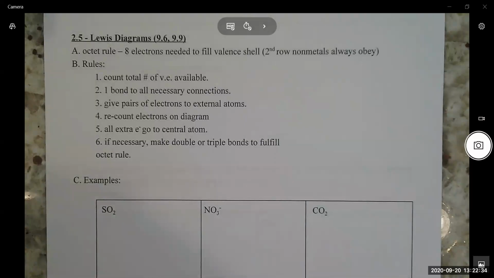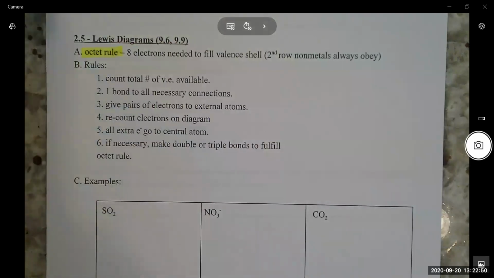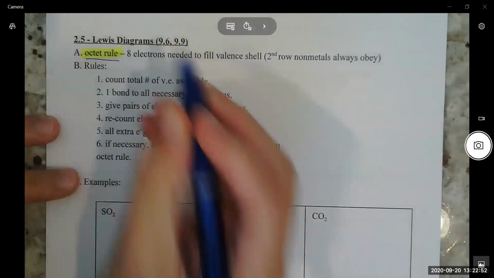Hi guys, today we're going to review drawing Lewis dot diagrams or Lewis structures for compounds that have covalent bonds that share electrons between elements. So the first rule that we need to remember is the octet rule. We're going to start with simple Lewis structures. This rule you guys learned about already in your previous chemistry class.